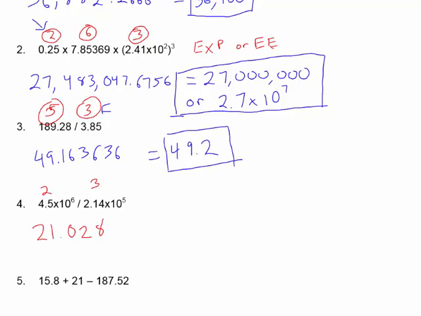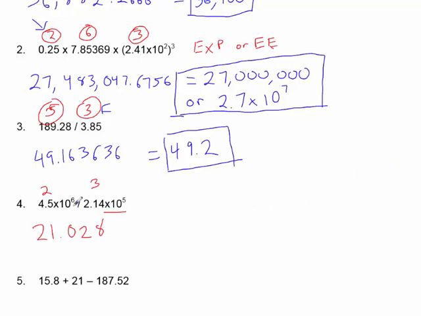Now, if you divide those and you do not get 21.028, it's likely that you are using the multiplication key to enter the exponents here. That's what I warned you about up in number 2. Honestly, in number 2, it would have made less of a difference if you did things right. Here, it'll make a big difference.